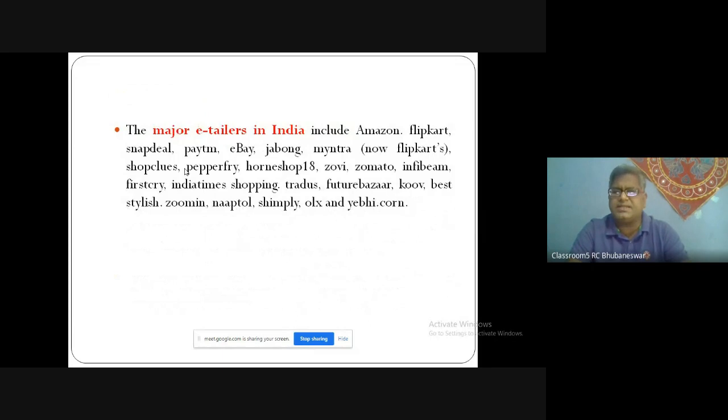And there are different companies like Amazon, Flipkart, Snapdeal, Paytm, eBay, Jabong, Myntra. Now Myntra has also merged with Flipkart. Also Shopclues, Pepperfry, HomeShop18, Zomato, Infibeam, FirstCry, OLX, Quikr, Yebhi. These are some companies, and Naaptol. Naaptol, my dear friend, is also an online company and one type of teleshopping company. So these are some issues regarding major retailers in India.